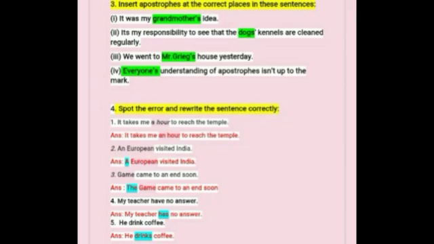Now here you're going to insert apostrophes at the correct places in these sentences. First one, it was my grandmother's idea. After grandmother, apostrophe s. Second one, it's my responsibility to see that the dog's kennels are cleaned regularly. After it, here you have to write apostrophe. Third one, we went to Mr. Greek's house yesterday. So Mr. Greek's. Fourth one, everyone's understanding of apostrophes isn't up to the mark. Yes, everyone's.